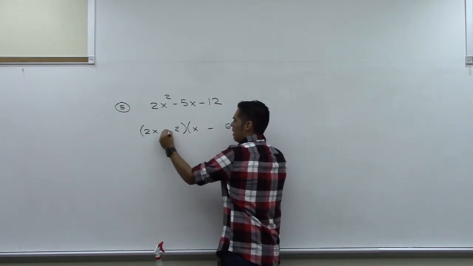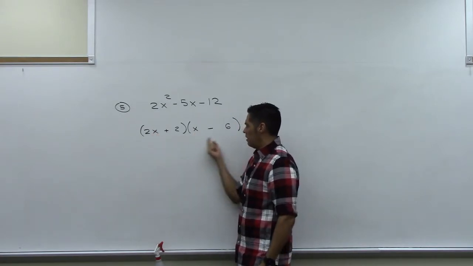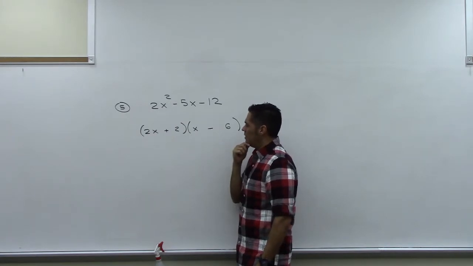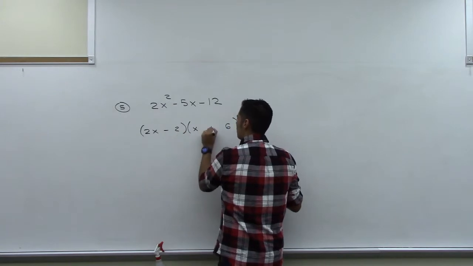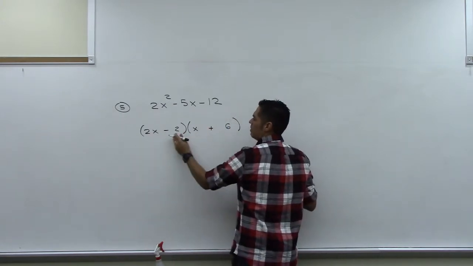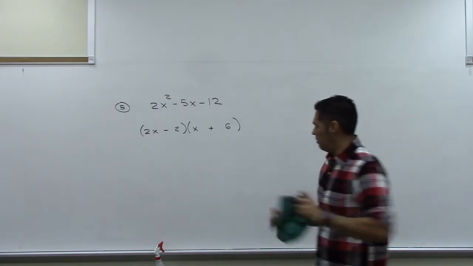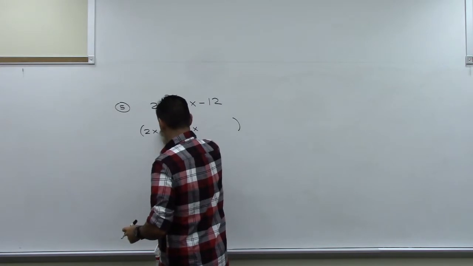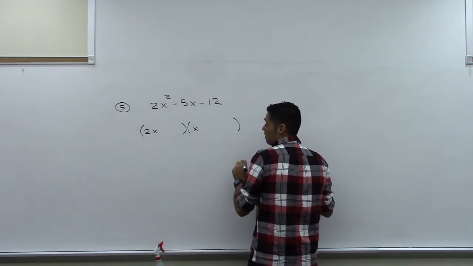If I make that negative and that positive, you can see that I'll get my 2x squared, I'll get negative 12x, but then plus 2x, that's not negative 5x. So that doesn't work. And if I change the signs, make this one minus, this one plus, I still get 12x and minus 2x, that's 10x. It's not working out that way. So maybe 2 and 6 are no good. What else multiplies to be 12? How about 3 and 4?